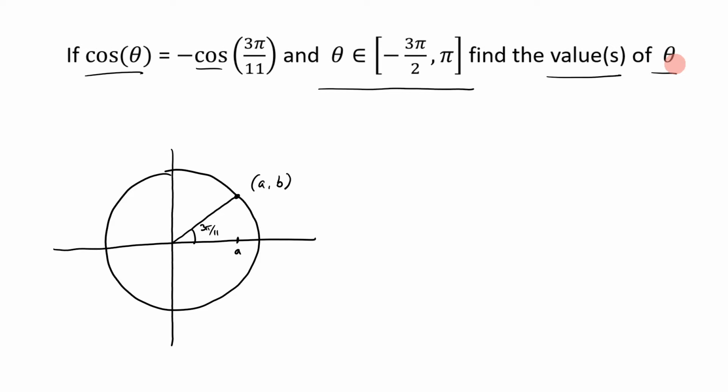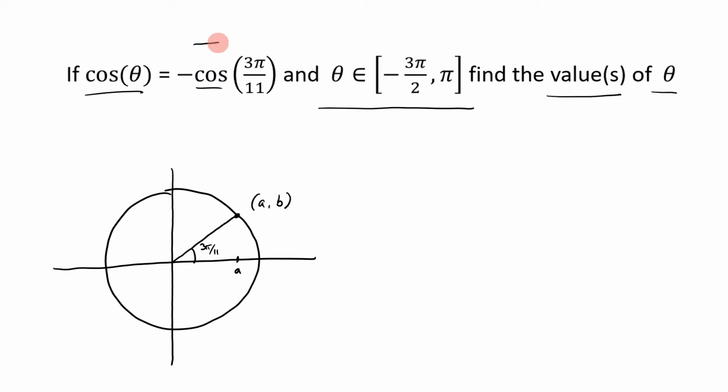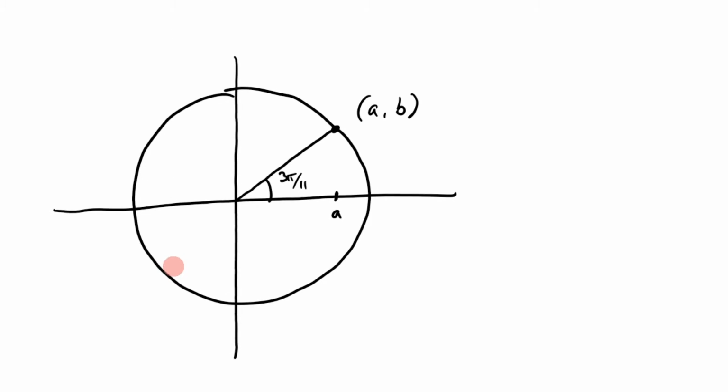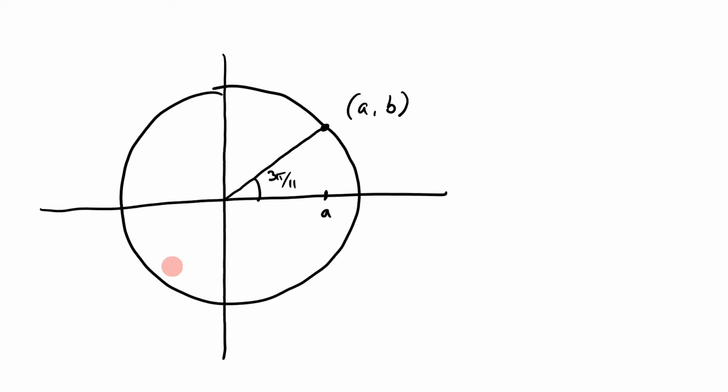Okay. Now, it's not just after cos of 3 pi on 11, a. It's after negative cos of 3 pi on 11. So if I know that cos of 3 pi on 11 here is what we're calling a, then if I've got negative in front of it, it means I'm after negative a. So where would that be? Well, negative a, if I'm dealing with cos, would be over here. That there would be negative a.